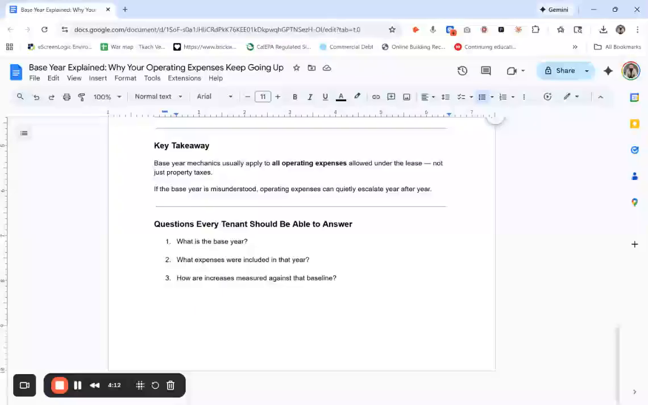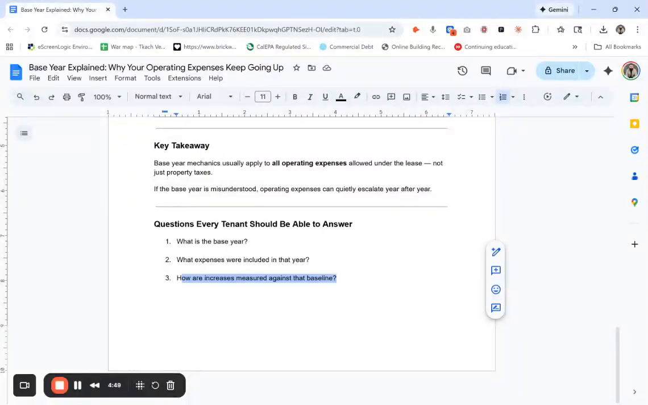So the base year mechanics usually apply to all operating expenses that the lease allows to be passed through. Once again, refer back to your lease: your taxes, your CAMs, your insurance. Sometimes it's management fees. But anytime you're reviewing your lease or you're looking at the expenses that you were billed, you should be able to understand what year is the base year, what expenses were included in that year, and how the increases are measured against that baseline and exactly what you're paying for. If you don't have clarity here, you are in a bad situation.